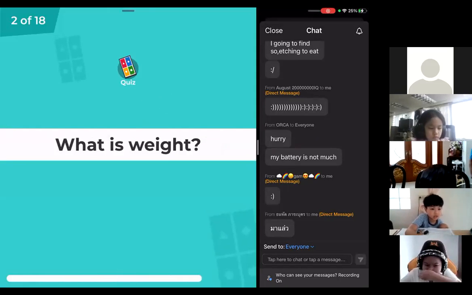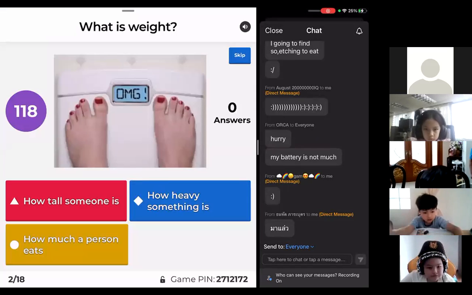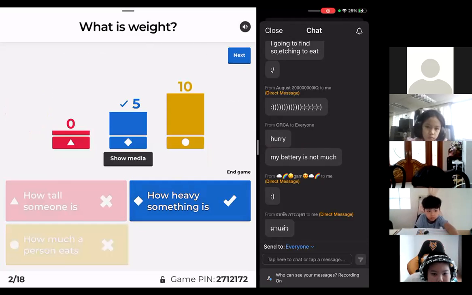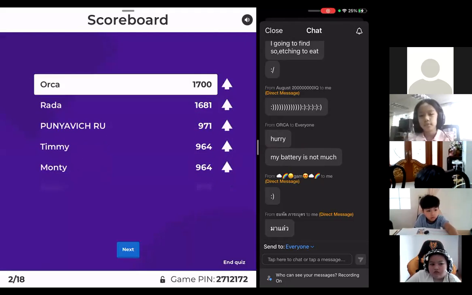What is weight? So how tall, how heavy, how much someone eats. Oh, it's 2 minutes on this one. Leave it at one. Good. How heavy something. Oi, how much the person eats. Well done, Orca.